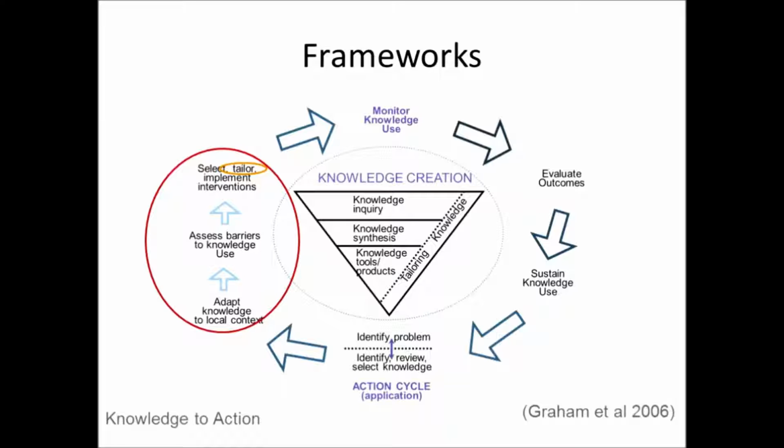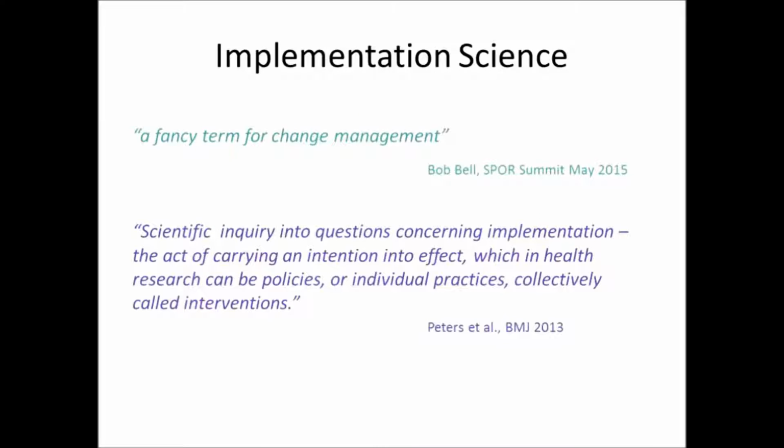Down below, you can see that it starts here where we want to identify a problem and then look at the knowledge that we have and adapt it for a local context. So if we go over to the left of the circle, then we want to assess barriers to using the knowledge and select and implement interventions to help change practice. So we're going to be talking about the left hand of the circle, where we're going to be looking at how we develop implementation interventions. So I'm going to move forward.